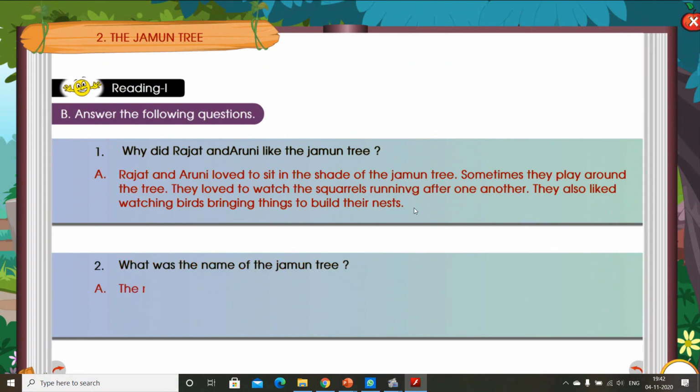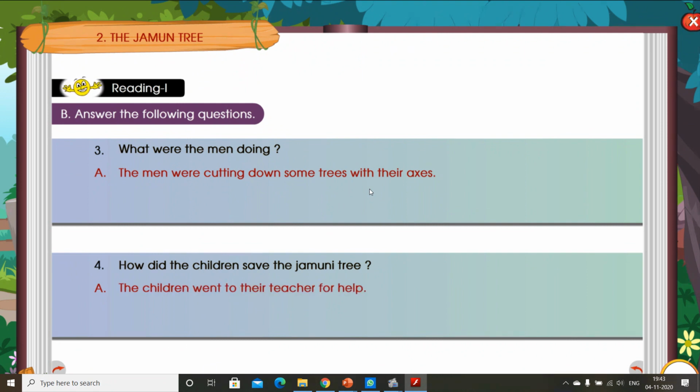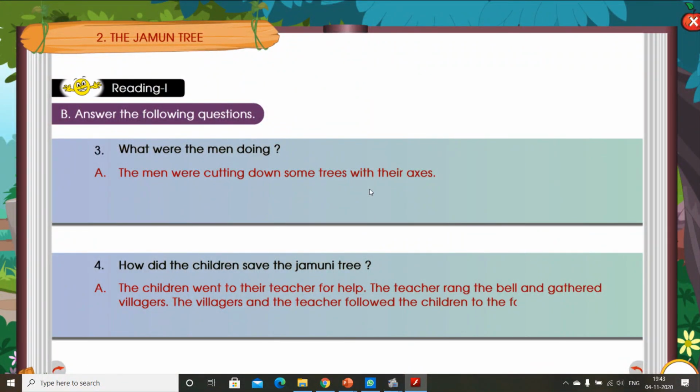What were the men doing? The men were cutting down some trees with their axes. How did the children save the Jamuni tree? The children went to the teacher for help. The teacher rang the bell and gathered the villagers. The villagers and the teacher followed the children to the forest. When they saw the men cutting down the tree, they shouted. The men got scared and ran away. In this way, Rajat and Aruni saved Jamuni.